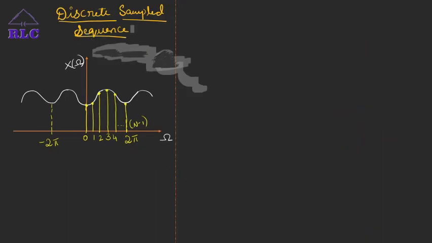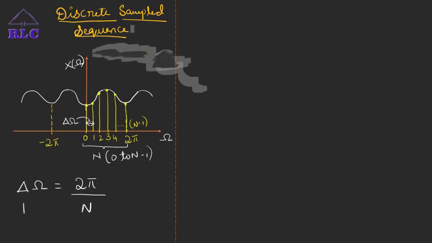This is a discrete sampled sequence in the frequency domain, that is, a frequency domain sampled sequence having N samples, ranging from 0 to N minus 1. Now let the distance between each sample be delta omega. Delta omega is given by the total period 2 pi divided by the number of samples N. So the distance between each sample is 2 pi by N.